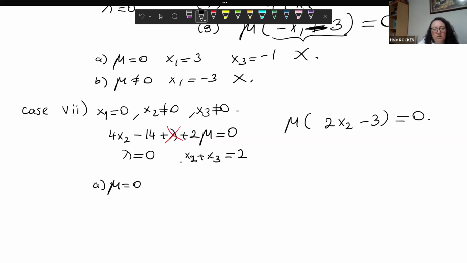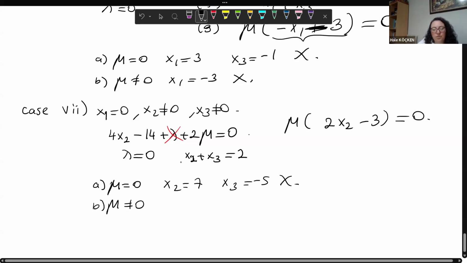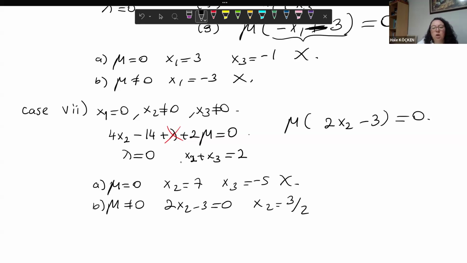If mu is 0, then my x2 is 7 from this equation. If x2 is 7, then my x3 is minus 5, cross out. If mu is different from 0, then 2x2 minus 3 is equal to 0, which means that it is 3 over 2. Then x3 is 1 over 2. Nice.